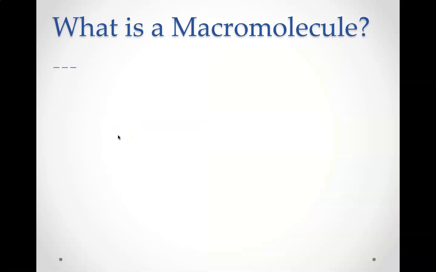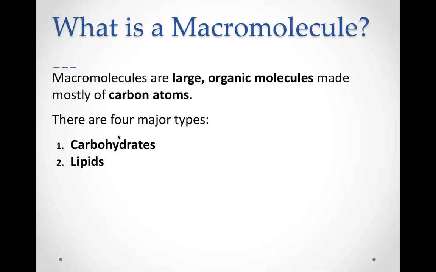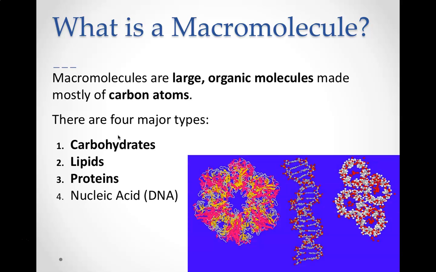So what are macromolecules? Macromolecules are large organic molecules made of mostly carbon atoms. And there's four main types: carbohydrates, lipids, proteins, and nucleic acid, or DNA. So these three are bolded. Those are the ones we're going to focus on, and that's actually going to be how we break up the videos this week. So today we're going to talk about carbohydrates. The next video will be lipids, and then the third one will be on proteins.